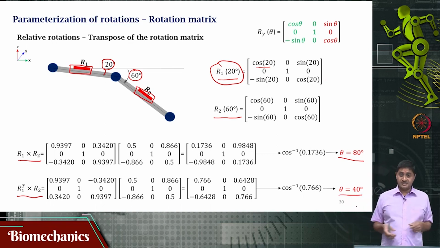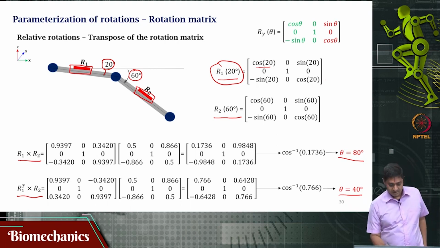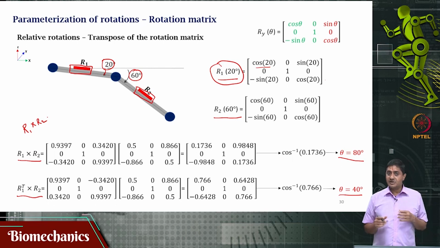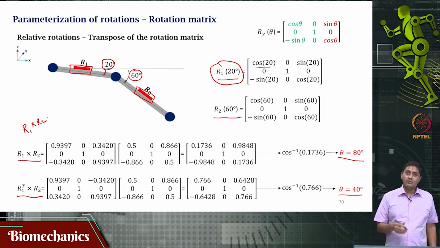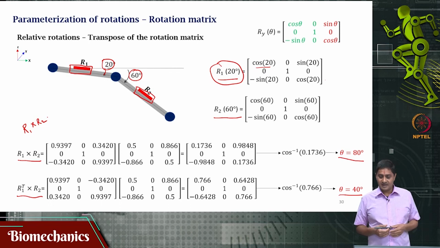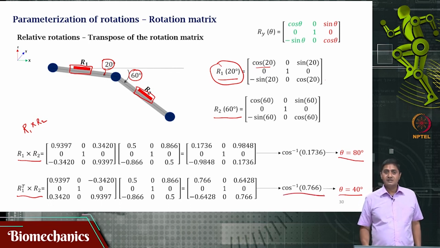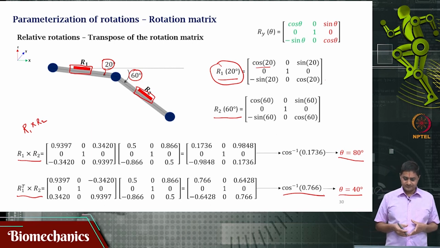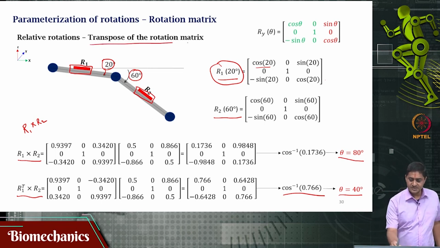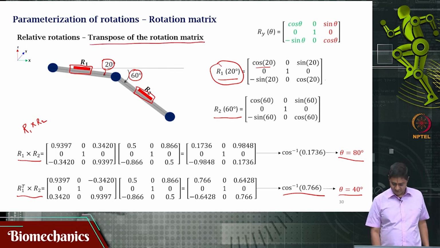So, the total rotation is the net rotation that I get from the product of R1 and R2. But if I am interested in relative rotations between R2 and R1, I multiply R1 transpose with R2, and from whatever rotation matrix I get, I find the angle, and that angle will be the difference between these two. So, if I am interested in finding relative rotations, I have to use the transpose of the first rotation matrix.